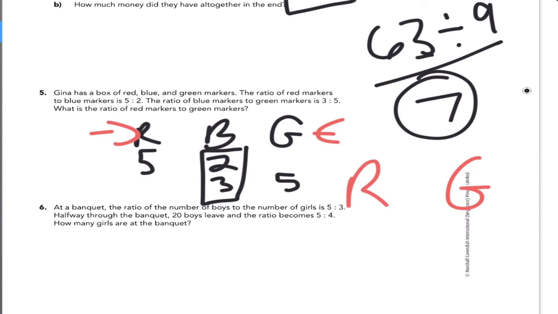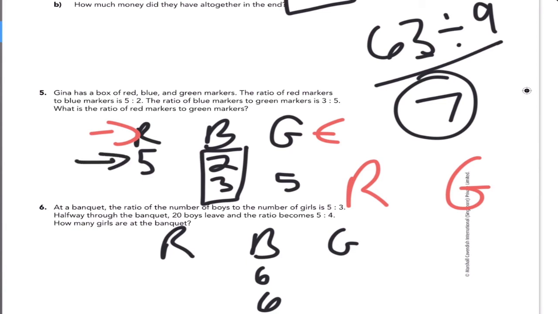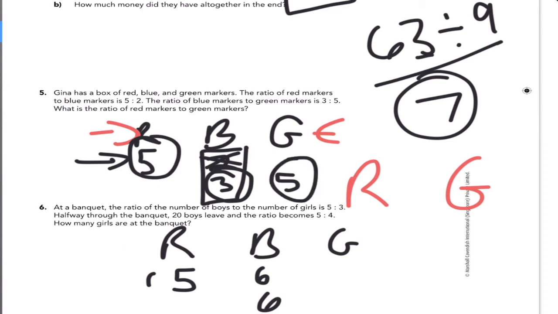So if I make each one into 6, I'm going to write a new chart. To get to 6 on the first line, I multiply the 2 by 3. So 3 times 2 is 6. So I must do the same thing to the red. So 3 times 5 is 15. Now I look at the green. The green is 5. Again, I made the 3 from the blue into 6, so I multiply it by 2. So I must multiply the green by 2. So I get 10.